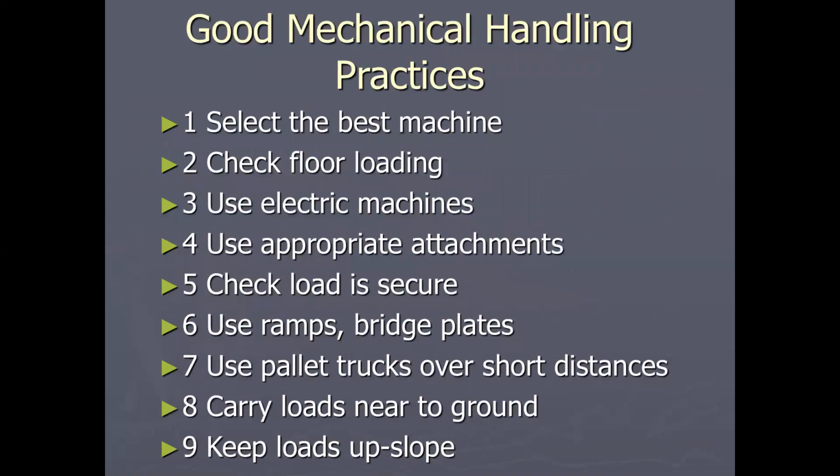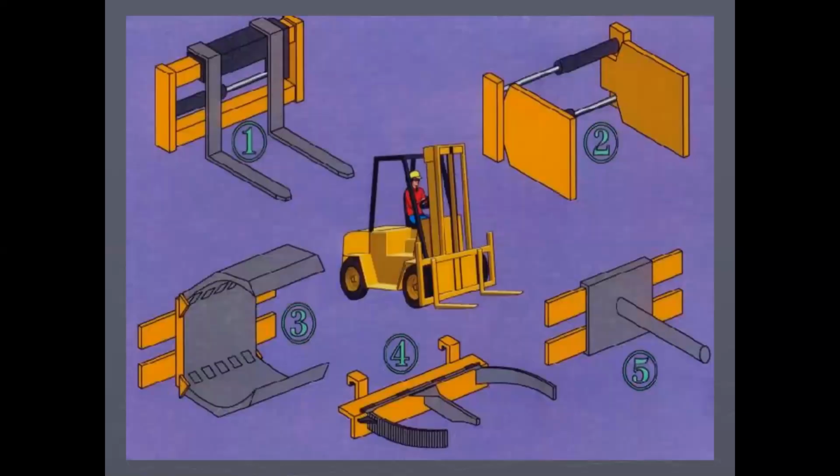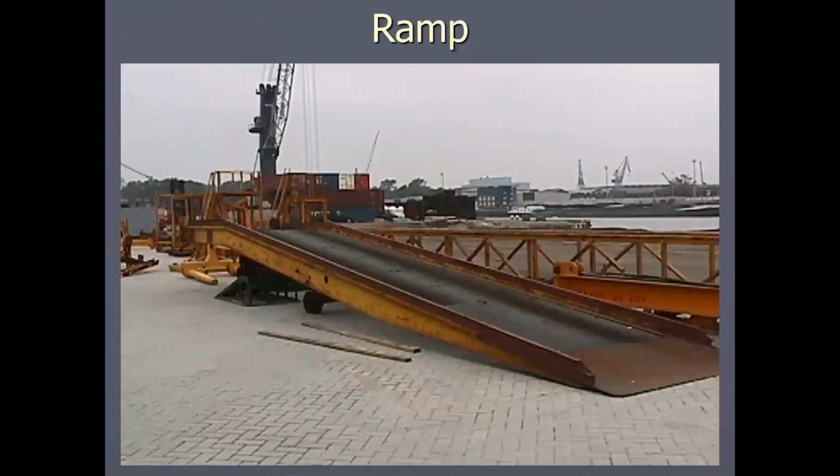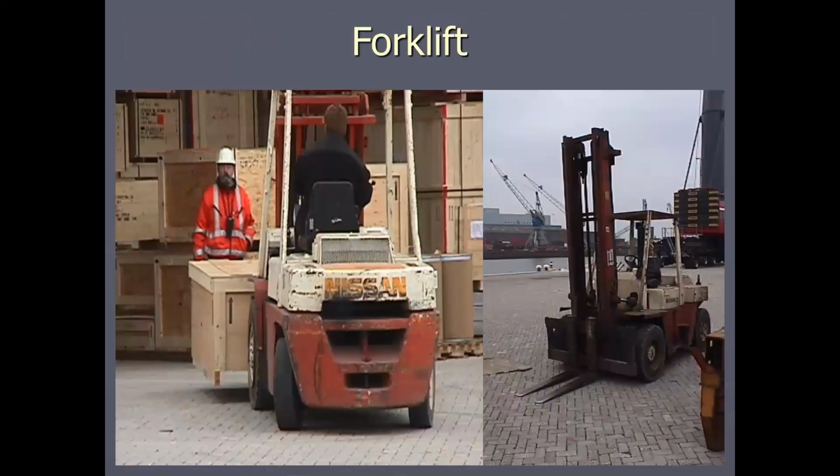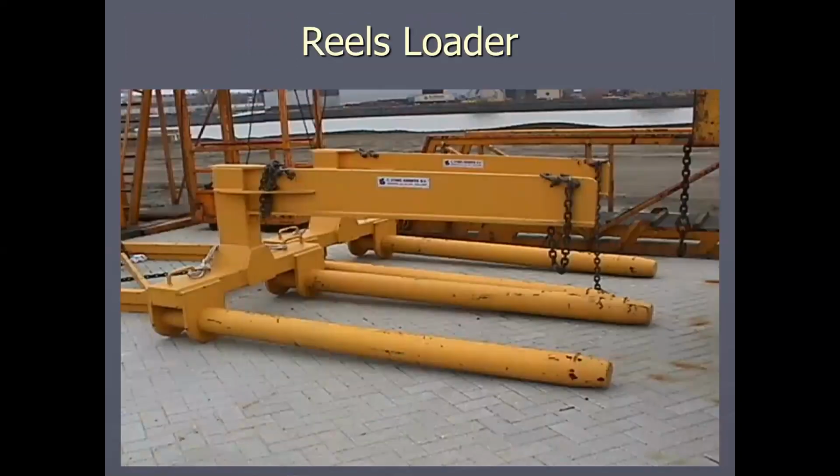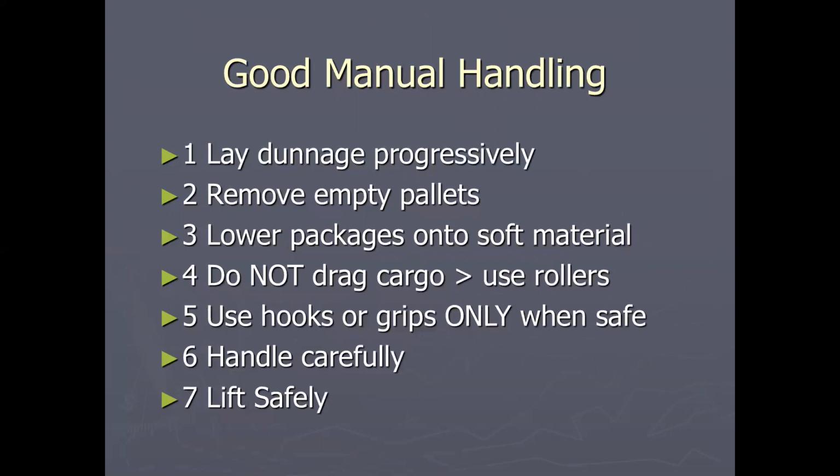Next is equipment. When loading the vehicle, sufficient load securing equipment should be available and must be in good condition. Some commonly used equipment are ramp, drum loader, forklift, and wheel loader. To ensure safe manual handling, we should follow these guidelines.